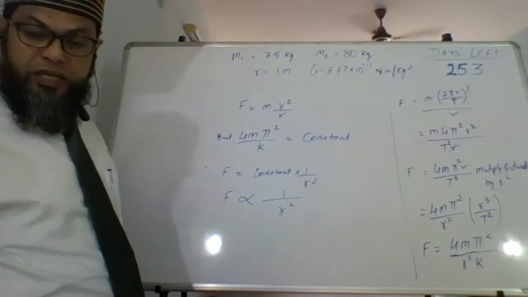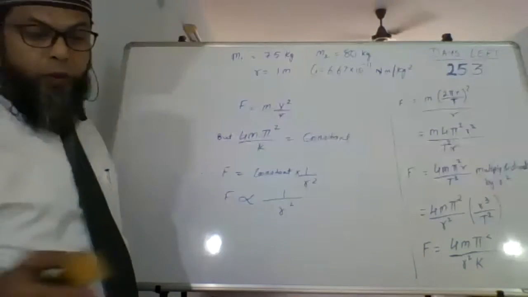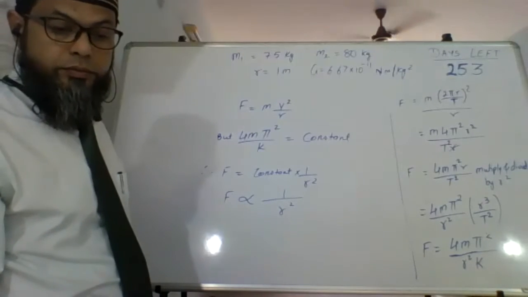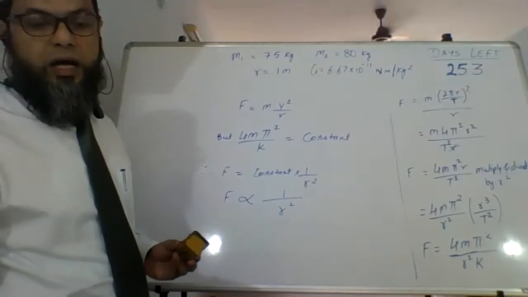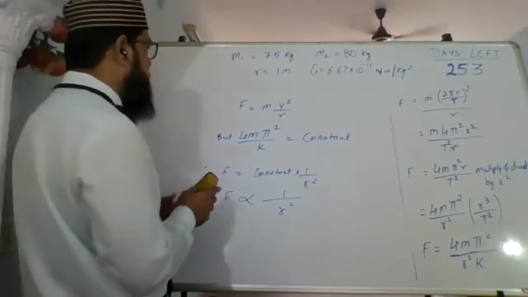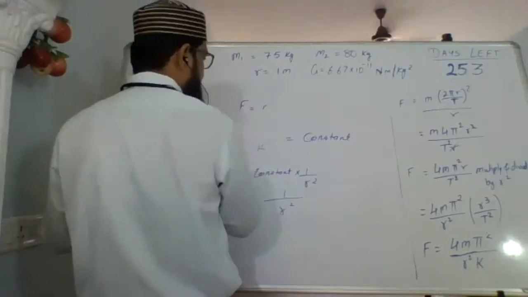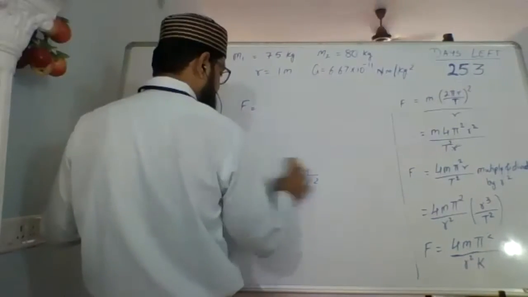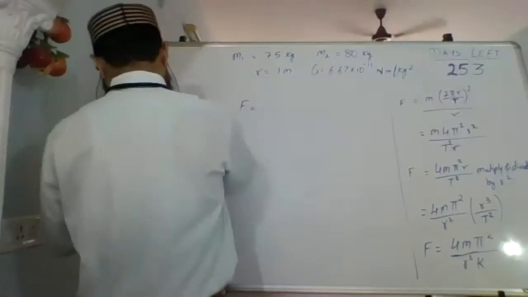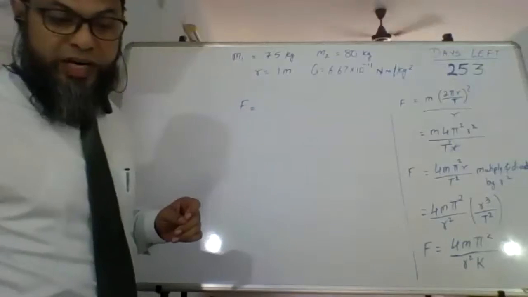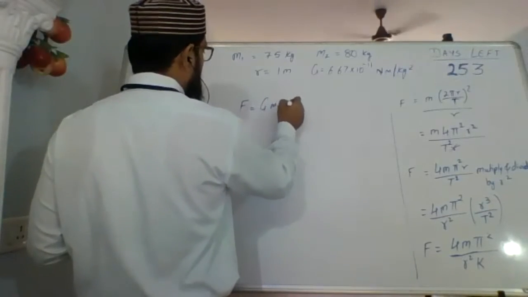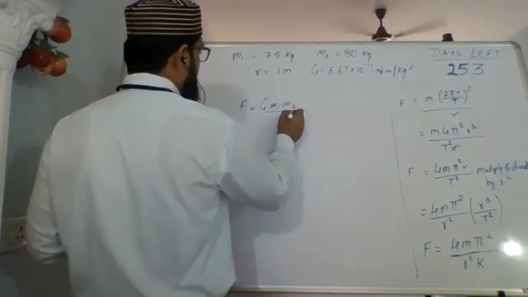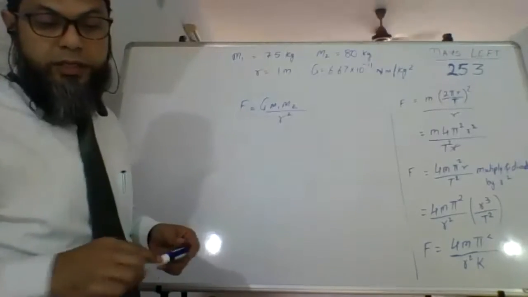6.67 into 10 raised to minus 11 Newton meter per kg square. Okay. The other day we had written the formula F equals G m1 m2 upon r square. So the force of attraction, for that we had written this formula G m1 m2 upon r square. This formula we had already written.